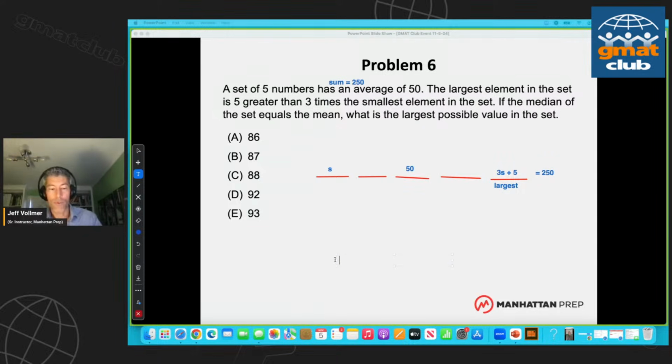I had some examples: 1, 2, 5, 8, and 9. This has an average of 5. It has a median of 5. These are not consecutive integers. They are not uniformly spaced. So it is possible to have median and mean be equivalent when you don't have consecutive integers. You can have just symmetry here.